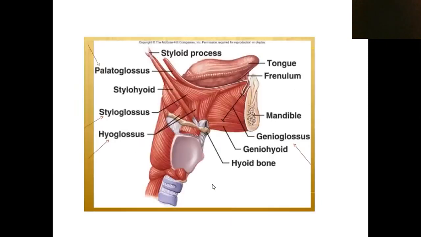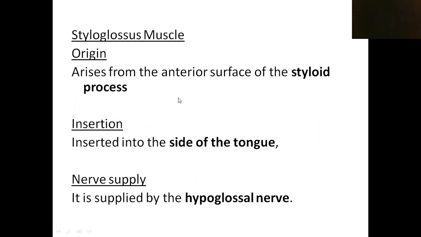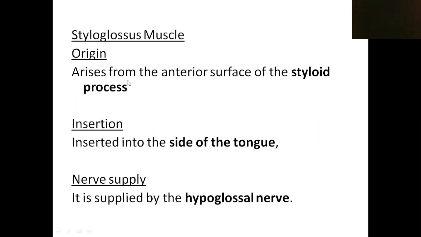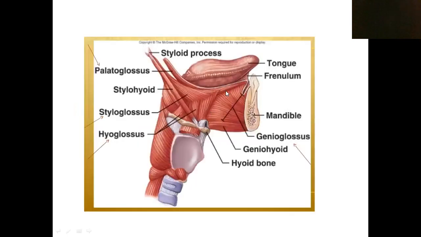Then another muscle, styloglossus. Styloglossus arises from the styloid process, which is located here, posterior to the tongue. From the styloid process to the tongue, that one is the styloglossus. It arises from the anterior surface of the styloid process and is inserted to the side of the tongue. What will be the action? It retracts the tongue, a backward movement of the tongue. When this muscle contracts, it pulls upward and backward, so it retracts and elevates the tongue.